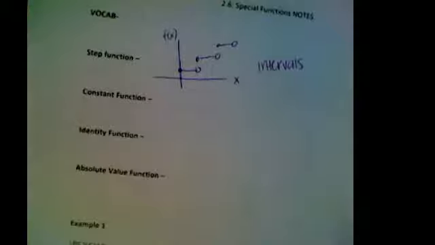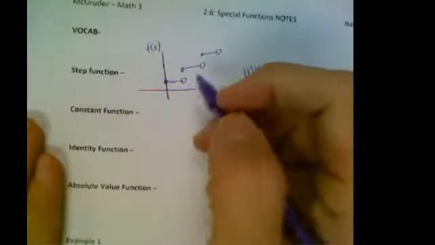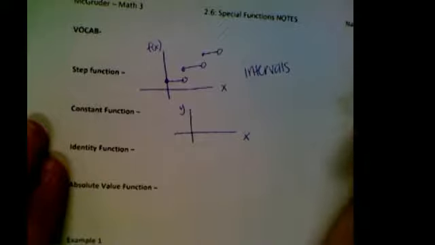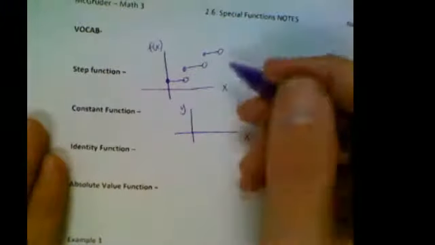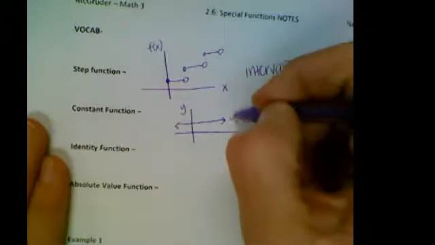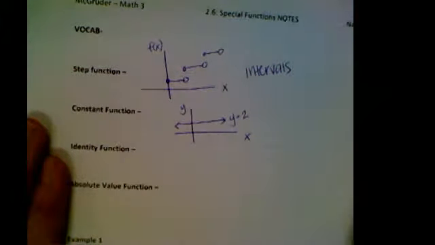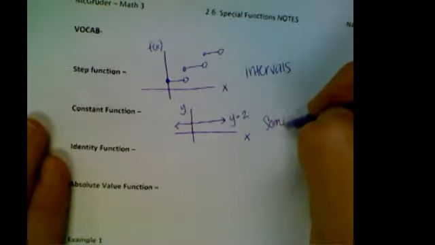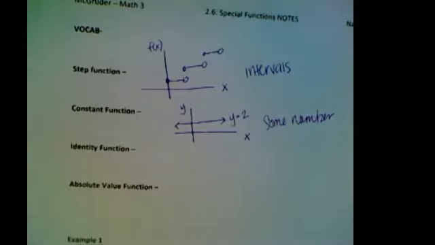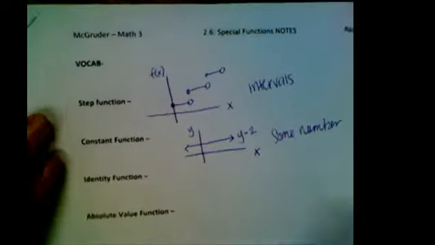The next equation that we are going to look at, you guys already know, but you might not know it as this name. It's called a constant function. And that's because it's constant and the value for y does not change. So it could look like a horizontal line, like y equals 2. Okay, it's going to be some number.